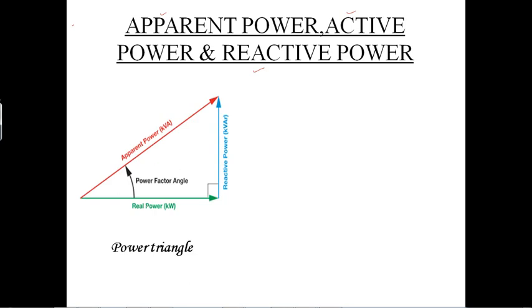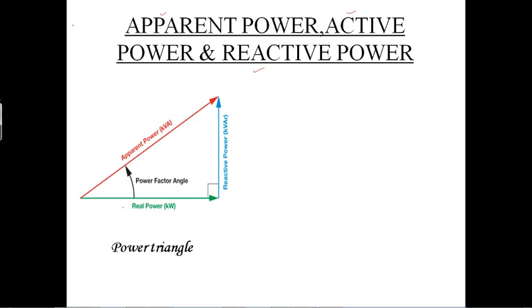So we have studied all combinations of R, L, C, RL, RLC and RC circuits. Next we see three types of powers. First one is apparent power, active power as well as reactive power. Right? So this is a triangle of power, right?